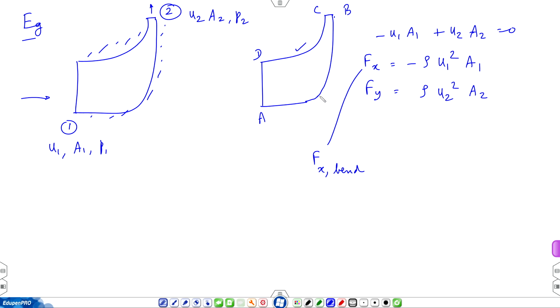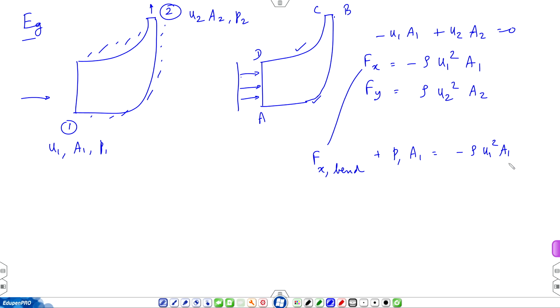This is the bend. So, in the x direction it is pressure. So, F x bend plus P 1 A 1 will be equal to minus rho u 1 square A 1. So, when you write it in this form, you get the x component of the force acting on the bend itself. Okay. So, now you have gone from the control volume to the bend.